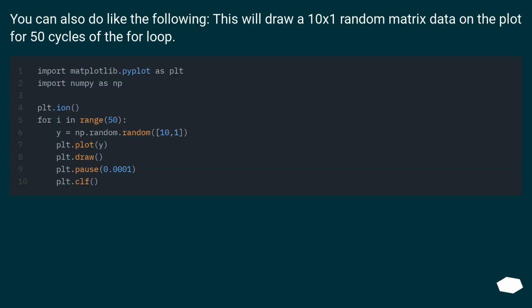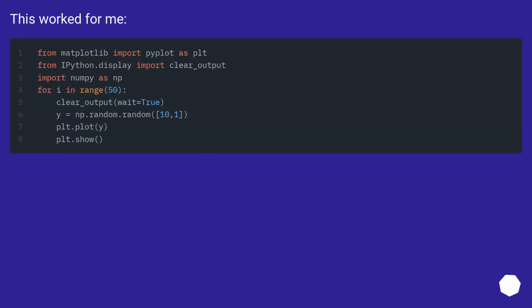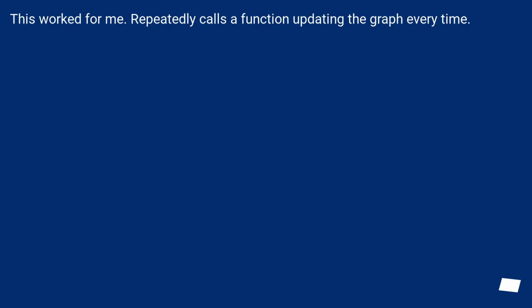you can also do like the following. This will draw a 10 by 1 random matrix data on the plot for 50 cycles of the for loop. This worked for me. This worked for me. Repeatedly calls a function updating the graph every time.